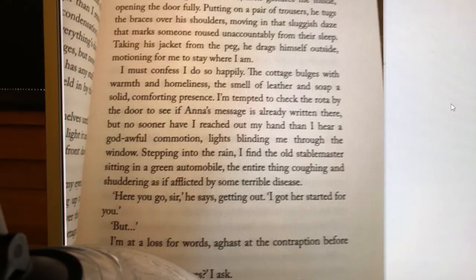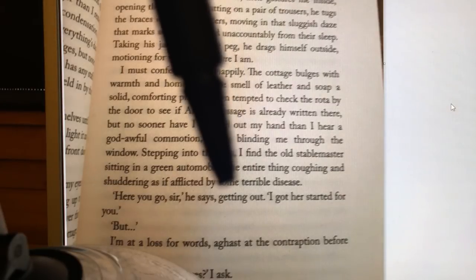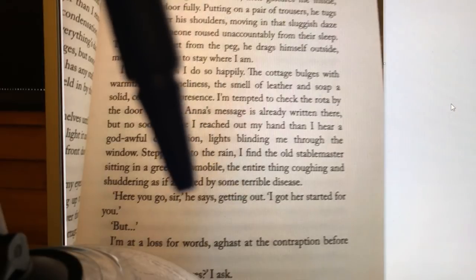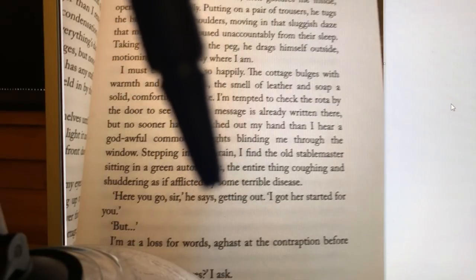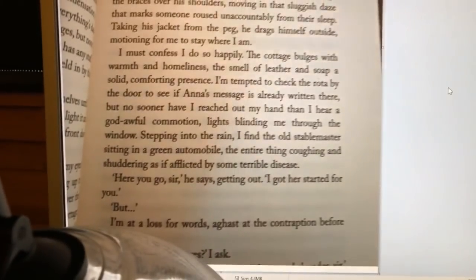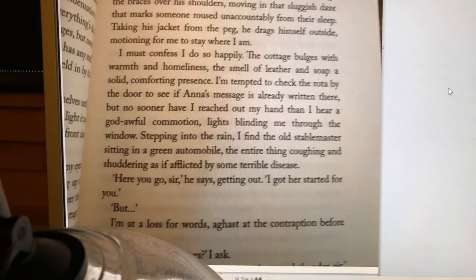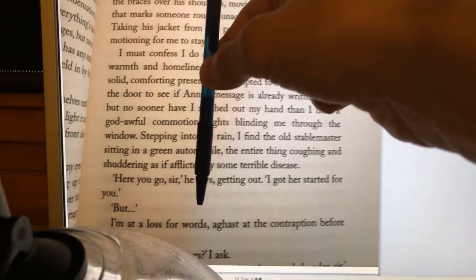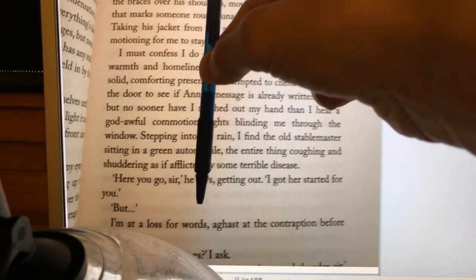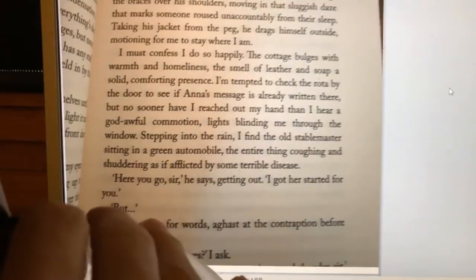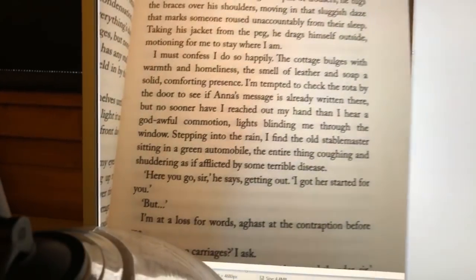The next comma, where it says "he says, getting out," that getting is a participle describing he. So again, we need that comma before the participle phrase. And then the last one on the page, probably the hardest to explain, but nothing terrible: "I am at a loss for words, aghast at the contraption before me." I don't think you can see all of that, but it is "aghast at the contraption before me."